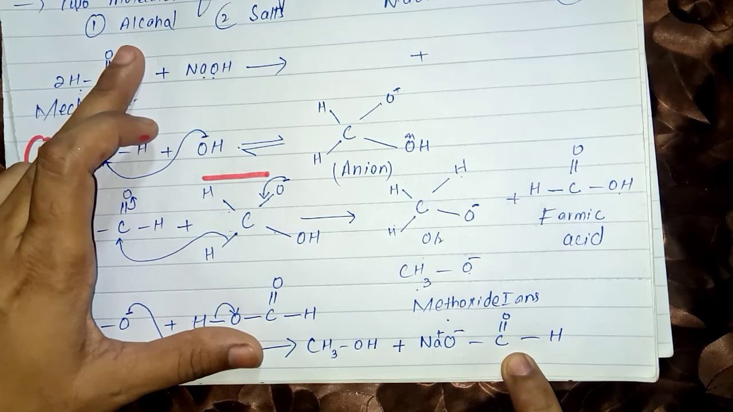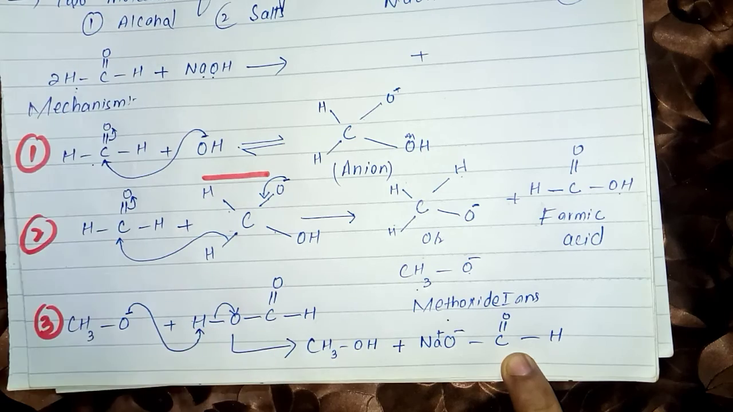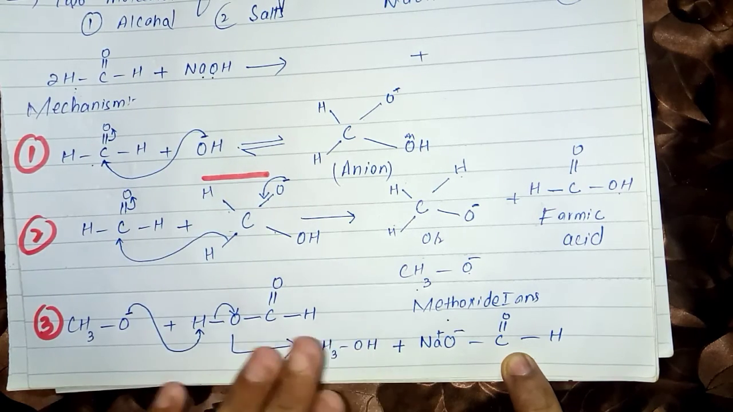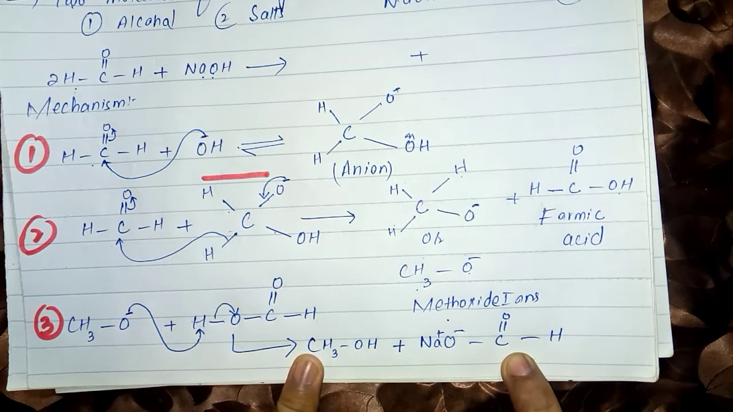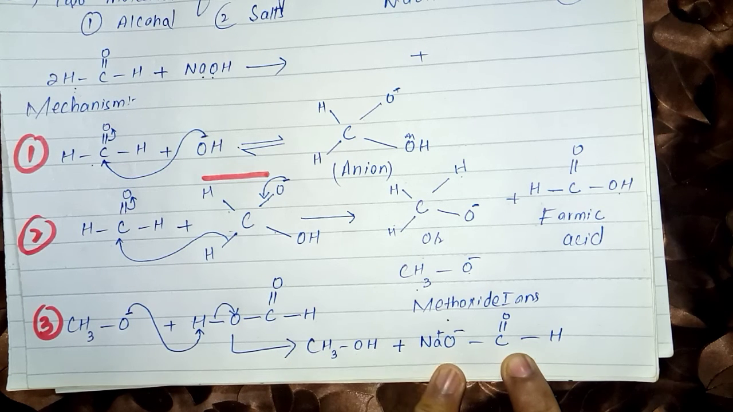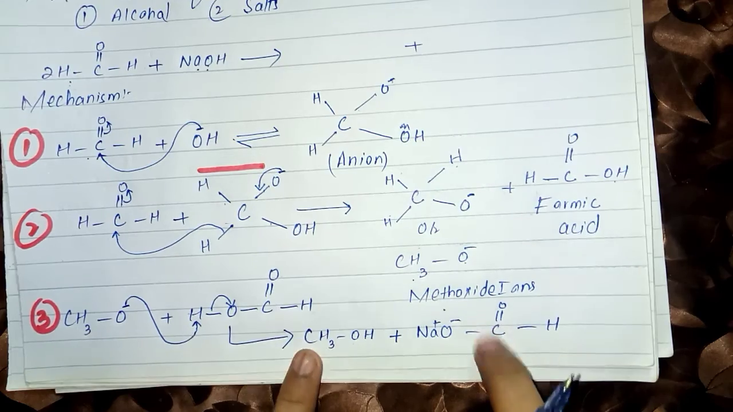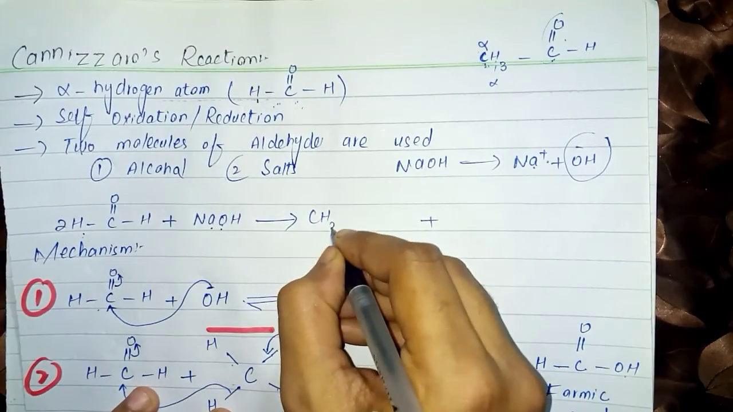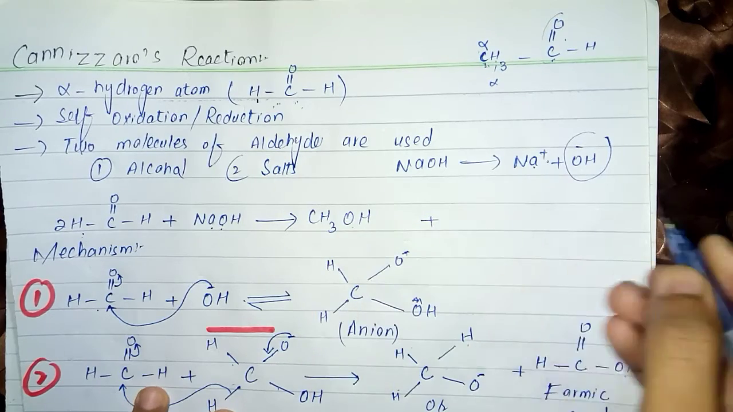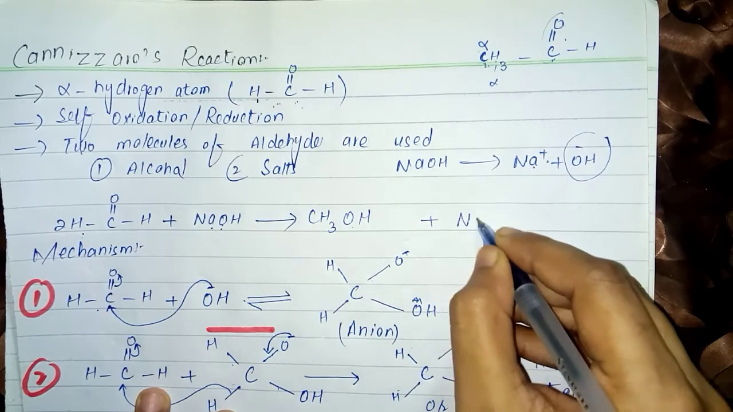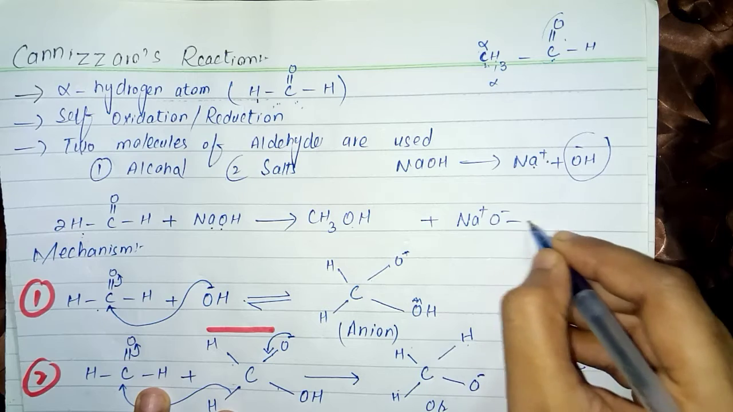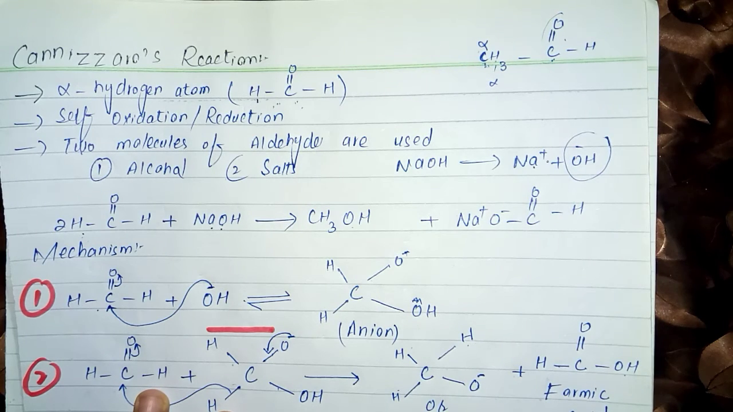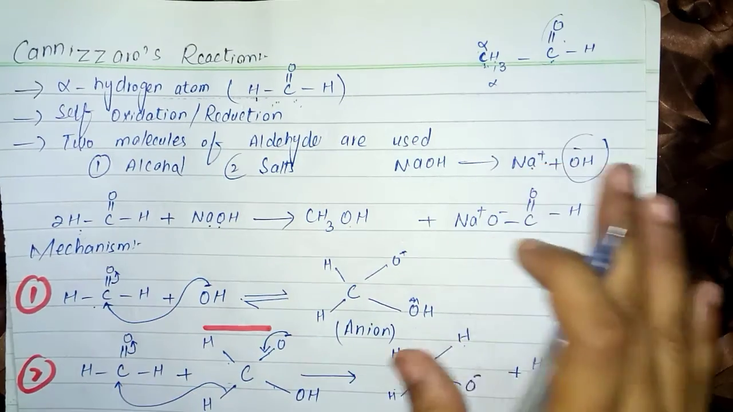So as I have already told you, in a Cannizzaro reaction, there are two end products. The one is called methanol, meaning alcohol, and the other is called the salt. So we can write both these products in this space, CH3OH, and here is Na positive, O negative, carbonyl and hydrogen. So this one is called the Cannizzaro reaction.